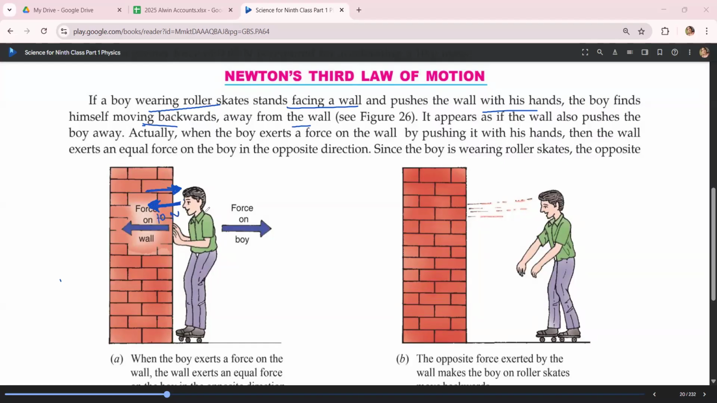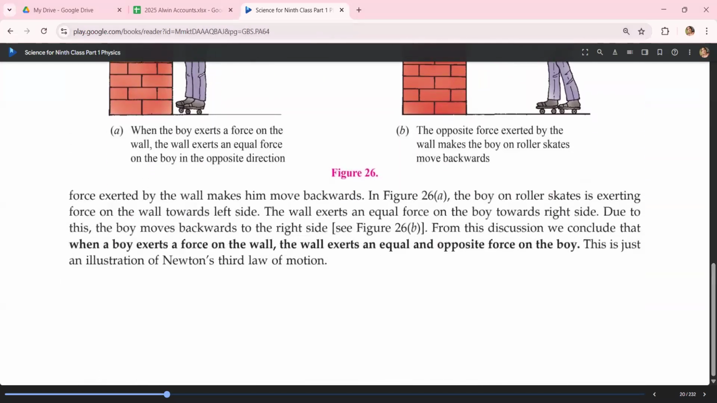If this is 10 Newton force the boy is applying on the wall, then the wall would also apply 10 Newton force on the boy. But I will name either of these as negative. If I'm taking this to be positive, I will take this to be negative. So I'm taking either of these two as negative and either as positive. Why? Because I'm showing their directions to be reversed. Understood? Plus 10 Newton and negative 10 Newton. Okay? Understood or not, bache? So after every action, there is equal but opposite reaction. That is Newton's third law of motion. Clear now?